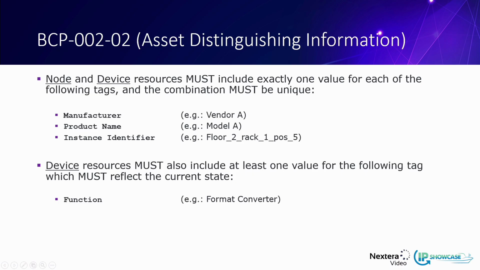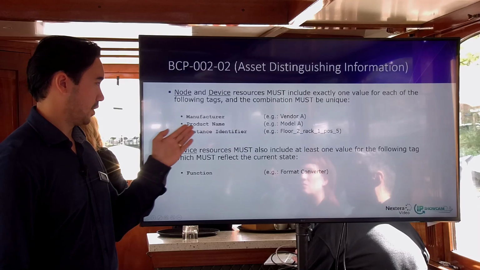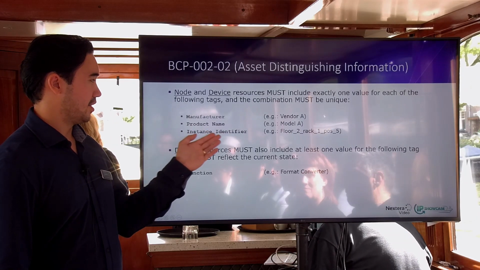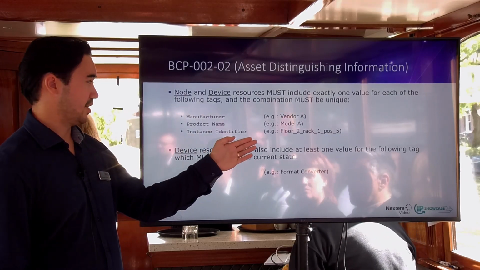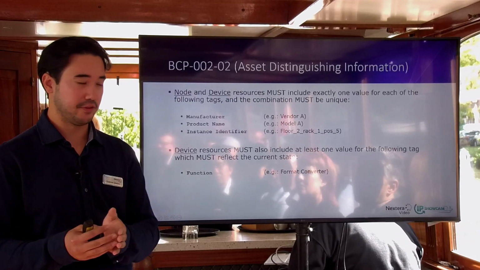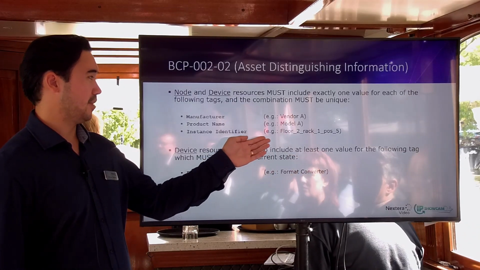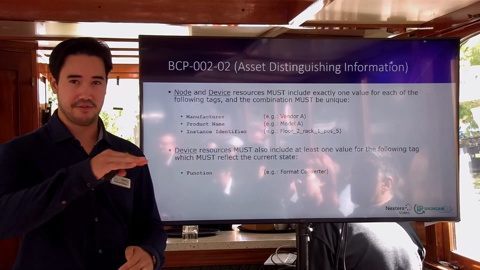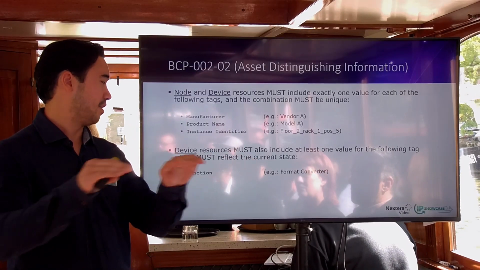We want to actually see what that NMOS node is doing. So there's a standardized way within NMOS to say exactly what this device is doing. It says you should say what the manufacturer is, what the product name is, an instance identifier, which is an easy way to see, okay, where is that physical product located? If it's in a server room, maybe you'll say, all right, that one is on floor 2, rack 1, position 5. This is the device that we're talking about.